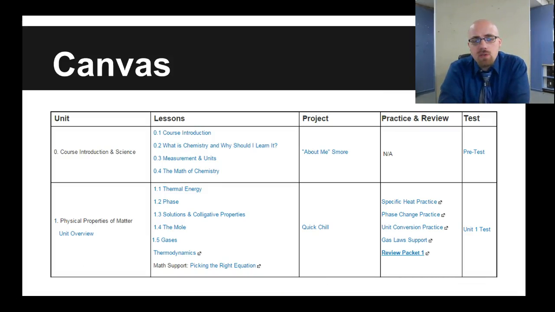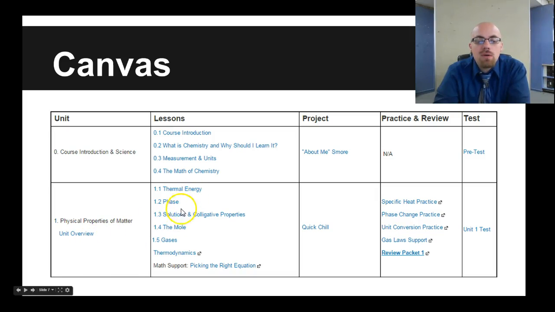Canvas is going to be the central hub for everything that we do in this course. When we look at the Canvas homepage for this class, everything is broken down into sections or categories. Each unit will start with a unit overview. For example, Unit 1, our very first unit, is Physical Properties of Matter. There's going to be a unit overview where we'll talk about the project and kick everything off for that unit and give us a mental organizer and ways of thinking about those things.